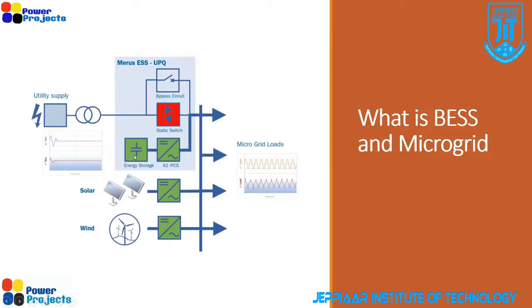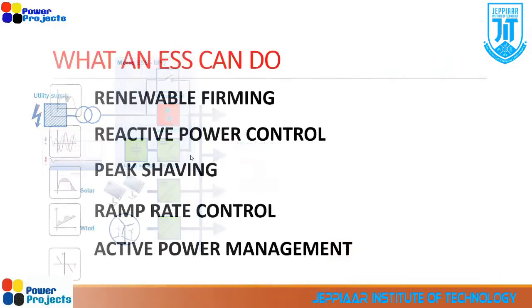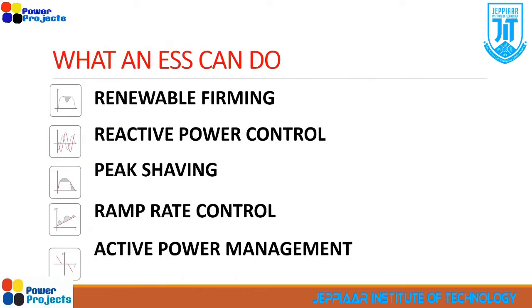So battery energy storage systems can be directly applied at high voltage levels for ancillary services like frequency regulation or reactive power support, etc. This does not necessarily always have to involve microgrids. Fine. What can an ESS do?